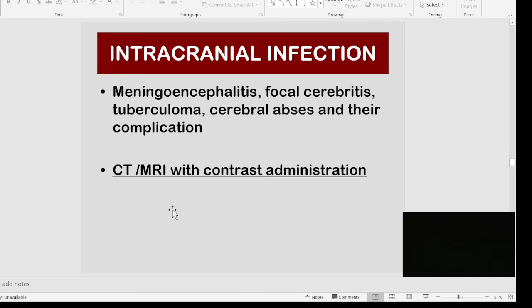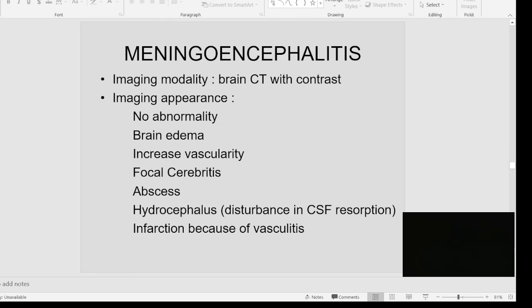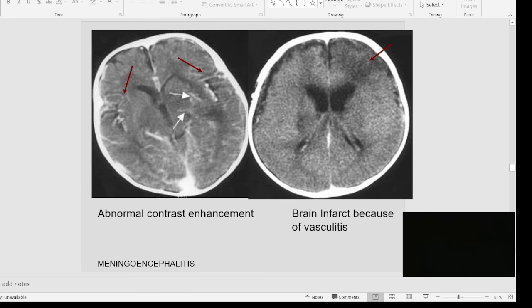So, intracranial infection. So, in meningoencephalitis, focal cerebritis, tuberculoma. So, ang nindot ani niya nga image nimo. Nindot po siya sa CT scan, nindot po siya tanawon sa MRI. So, imaging brain CT scan with contrast, imaging appearance, number of brain edema, increase. So, matanaw nato na siya, no? Kani, example na.